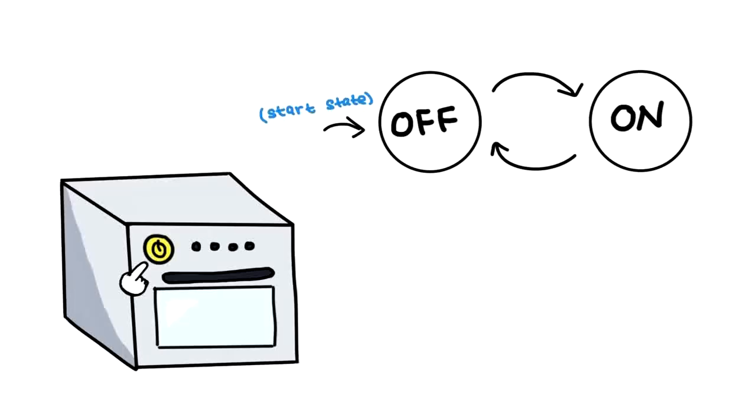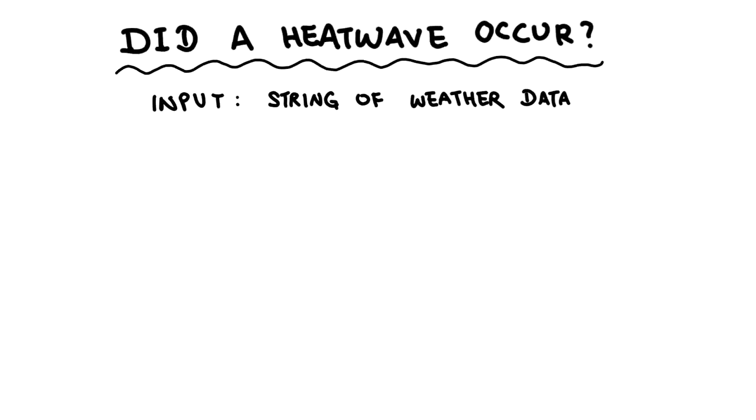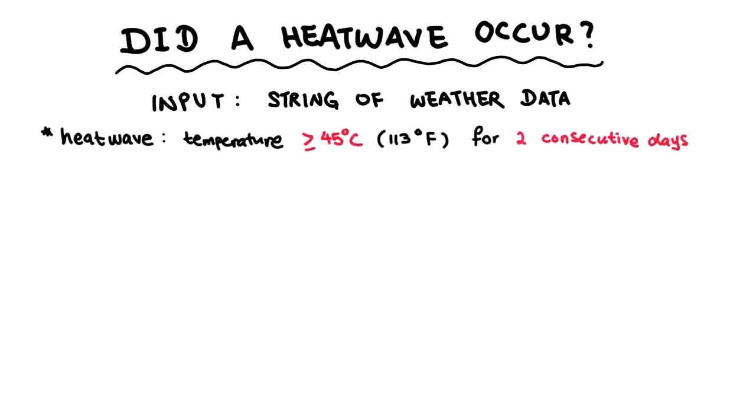Pretty simple, right? So let's build on that understanding and construct a slightly more exciting machine. Let's construct a machine that takes in a string of weather data as input and tells us whether a heat wave occurred in a given year. In India, the India Meteorological Department considers it a heat wave if the maximum temperatures reach 45 degrees Celsius for 2 consecutive days. So using this definition of a heat wave, let's construct our machine.